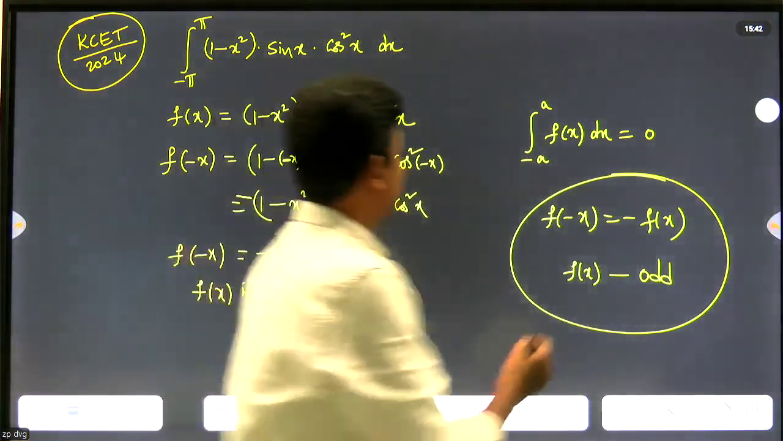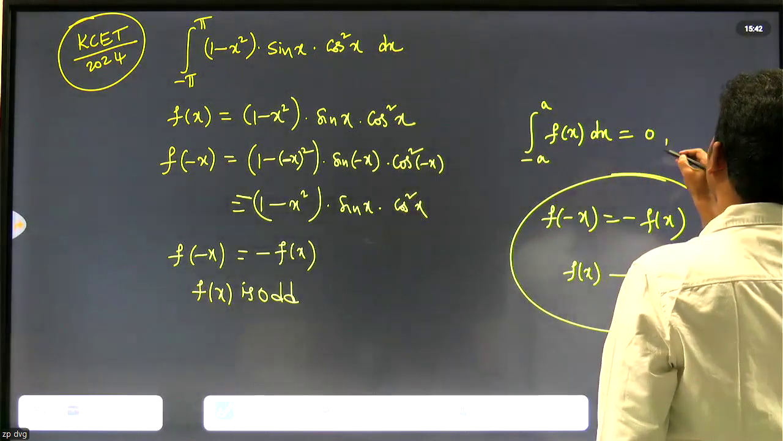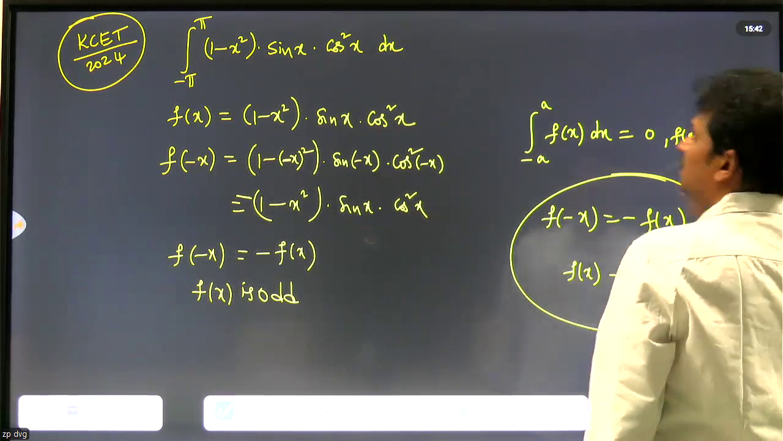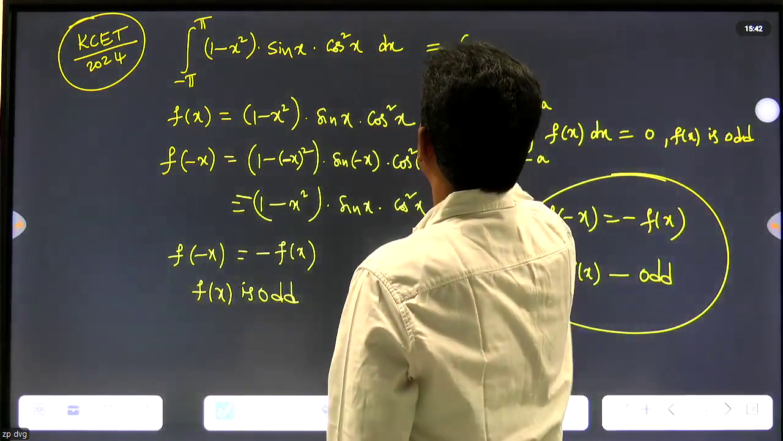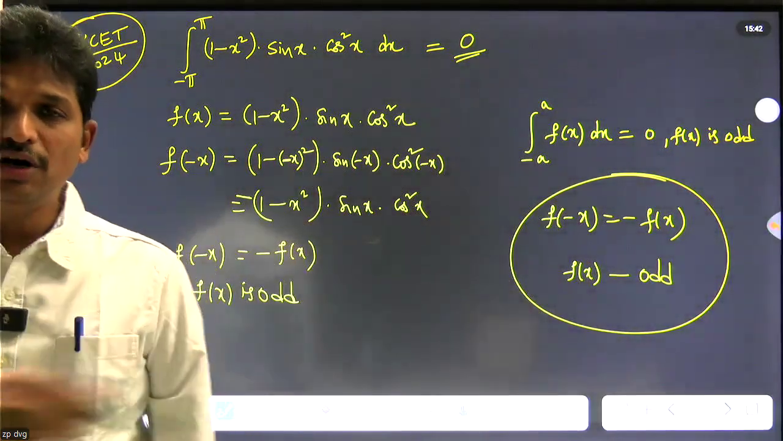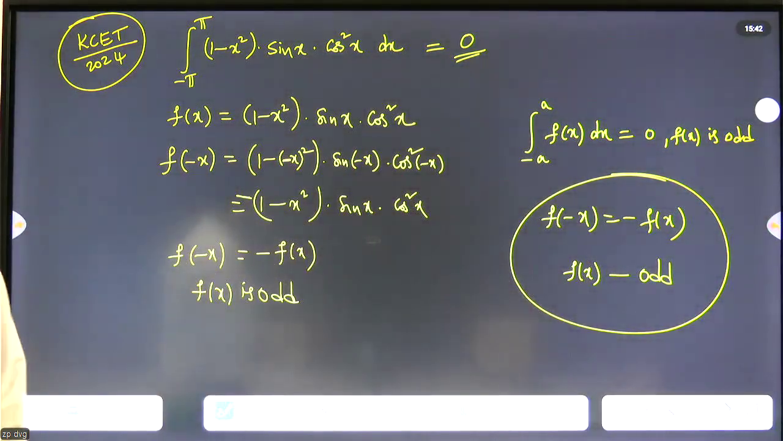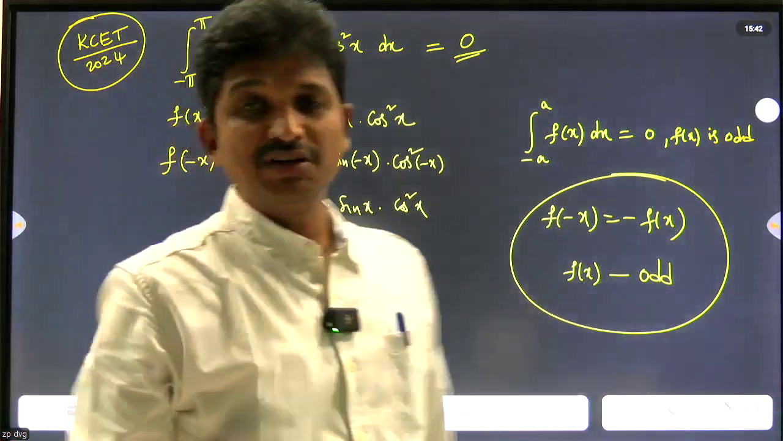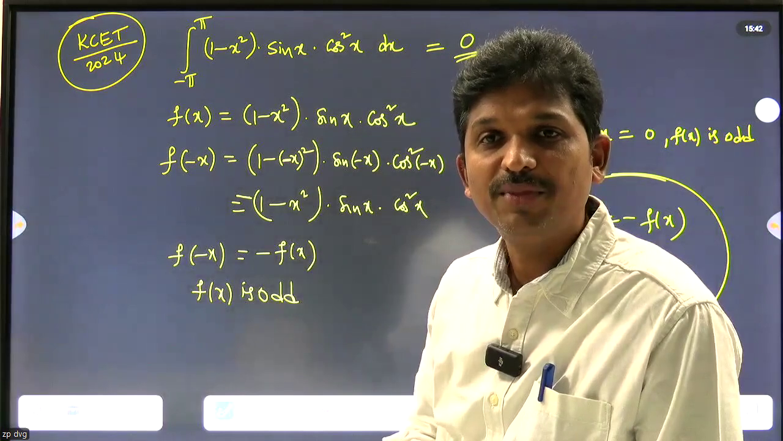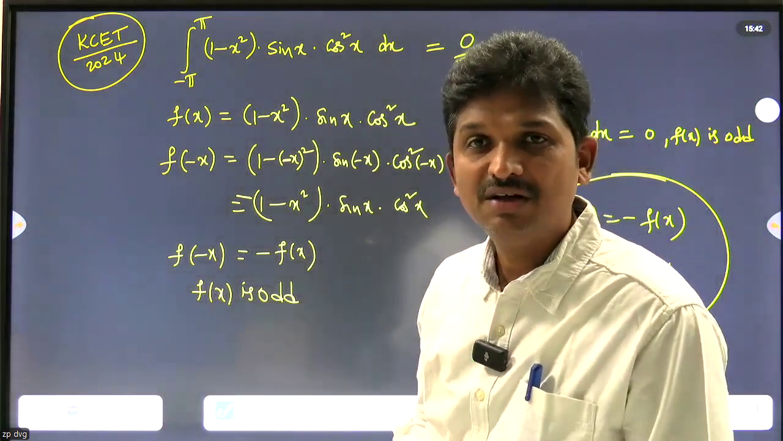See, this formula says that this is 0 when f of x is an odd function, right? So here it is clearly an odd function. I have written all the steps to understand, but those who know how to check whether the function is even or odd, for them this problem takes seconds, right? As this function is an odd function, its answer is 0.